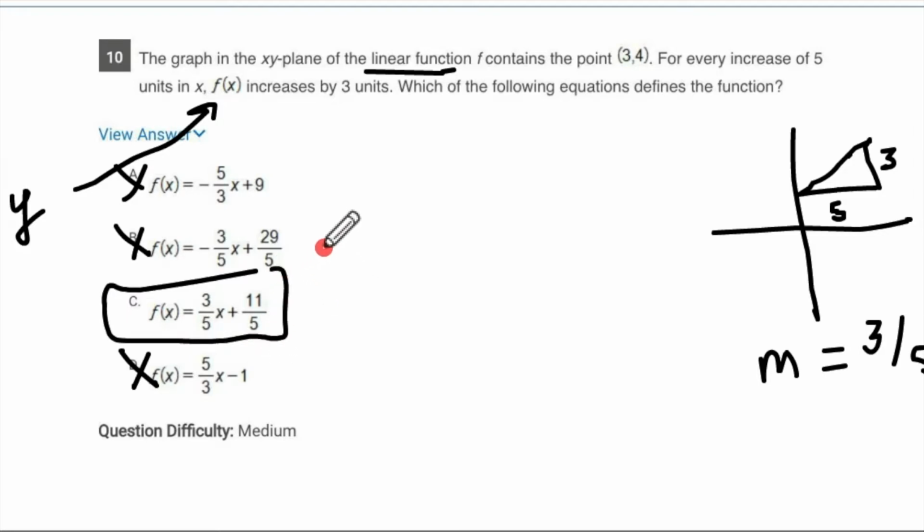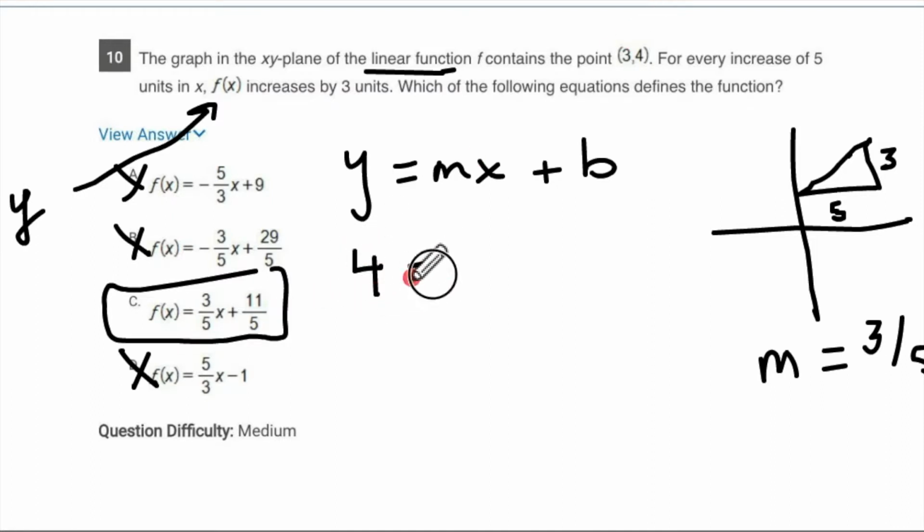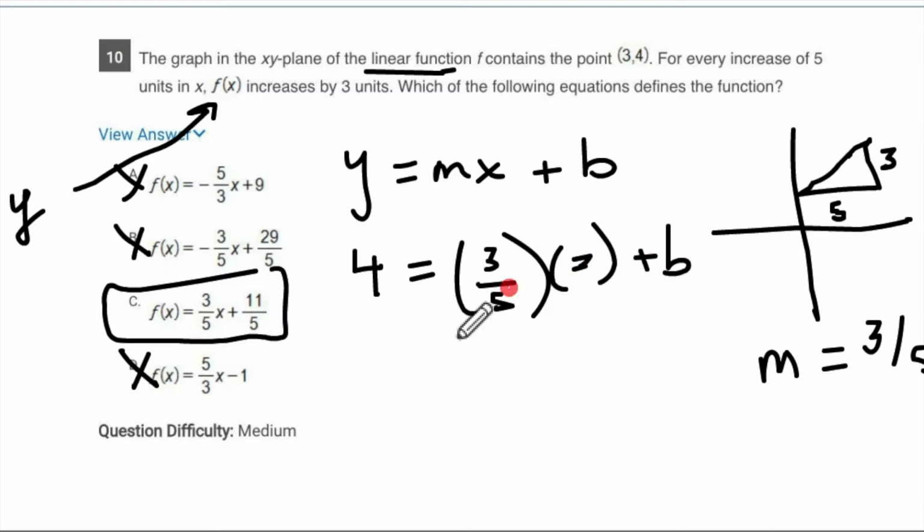Now, if you want to be like you're guessing, questioning yourself, you can do y equals mx plus b. You can plug in the things like 4 equals the slope is 3/5, but why even do that when this is the only one with the right slope? And then you put in your 4, your 3, and then you find your b, which is going to be 11/5. Just too much work. Just try to, when you look at a problem, try to do it without doing maximum amount of work, because your time is an issue. So by process of elimination, this one worked.